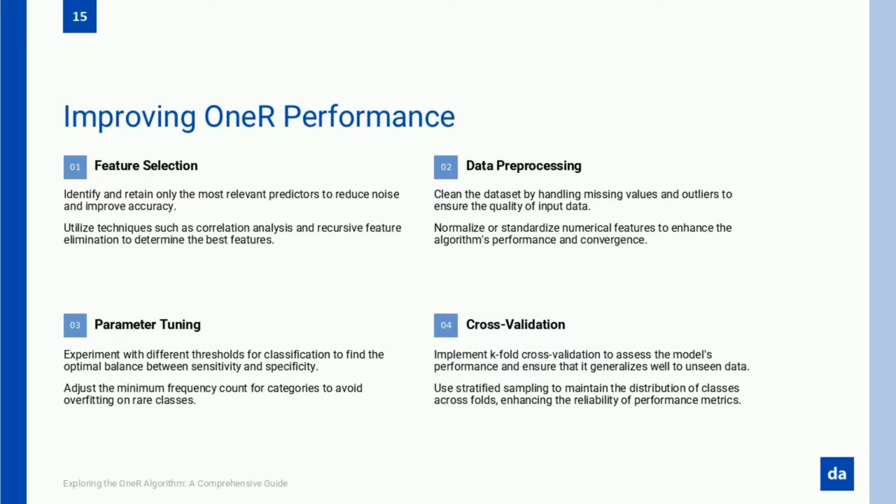Parameter tuning can also play a role in refining OneR's rules. Experimenting with different threshold values or adjusting the minimum frequency count for predictor categories helps avoid overfitting, especially when dealing with predictors that have many unique values. Setting constraints on category frequency prevents the algorithm from creating rules that are too specific to the training data and unable to generalize effectively. By implementing these optimization strategies, OneR becomes an even more effective tool for classification.